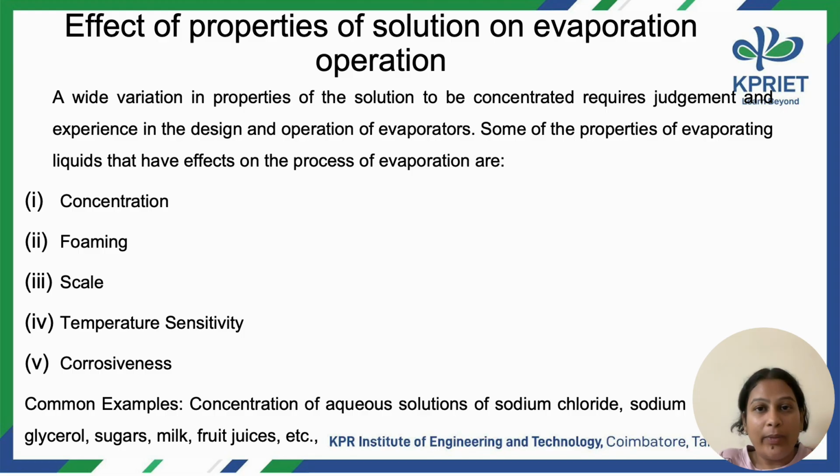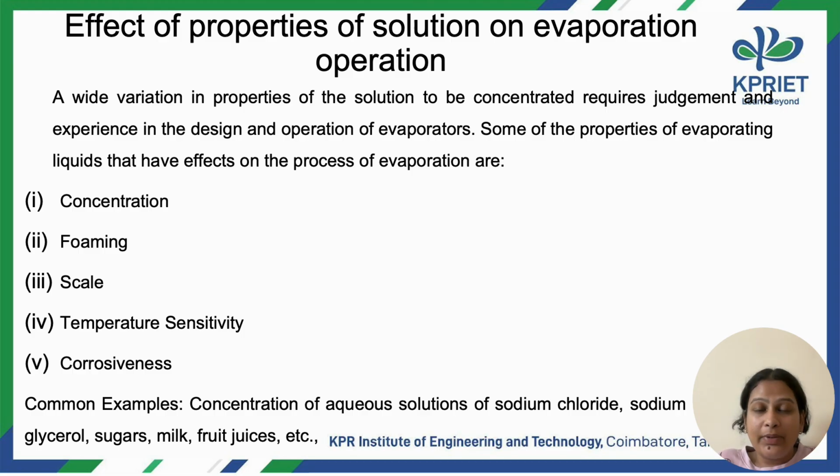The second one is foaming, which I explained before. The solution that I take for the process of evaporation should be less foaming. The third one is scale. Obviously, if the solution I take for evaporation has a tendency to scale a lot, which means it could cause dirt and fouling in my evaporator, then the heat transfer rate is going to be disturbed. And when the heat transfer rate is disturbed, the overall process will not be very efficient. So less scaling and less foaming liquids should be suggested for evaporation.